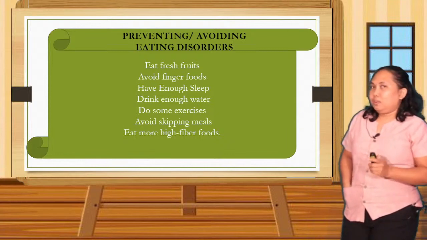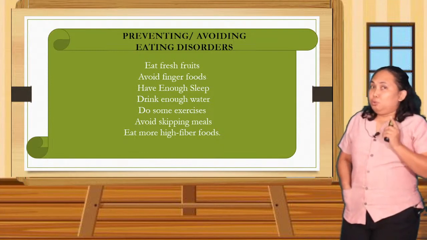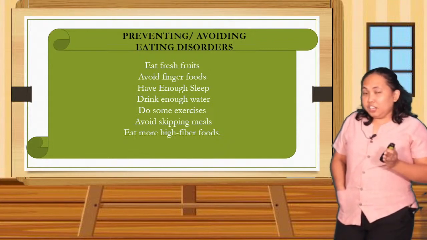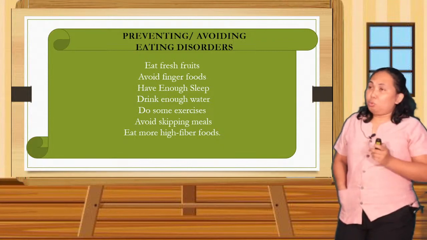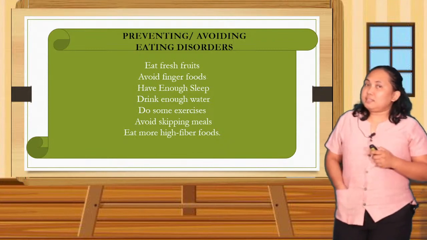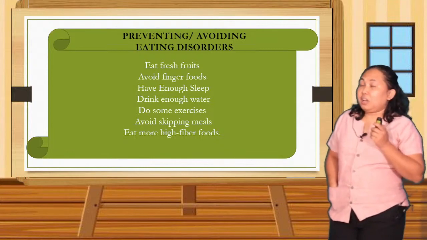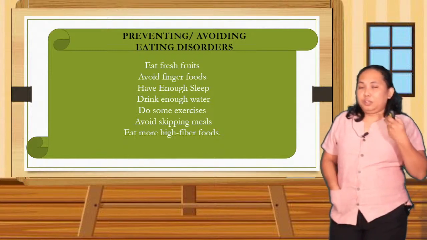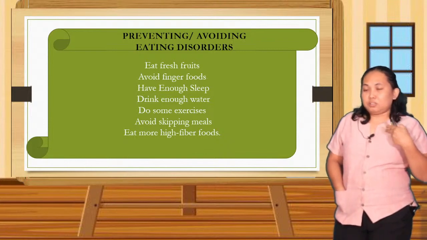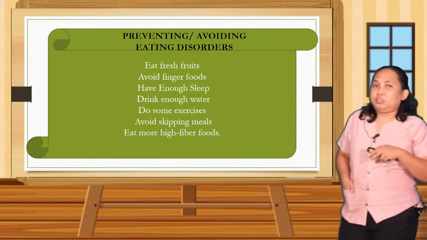So how? We have to eat fresh vegetables. We should avoid finger foods. We should have enough sleep. We must drink enough water since, as I said earlier, almost all of the eating disorders cause dehydration. We must do some exercise and avoid skipping meals. And we need to eat more high fiber foods because high fiber foods are like the broom in our body. They clean away the toxins in our body, and eventually it will be excreted through your urine or your feces.